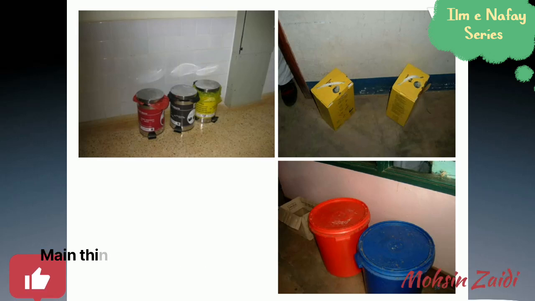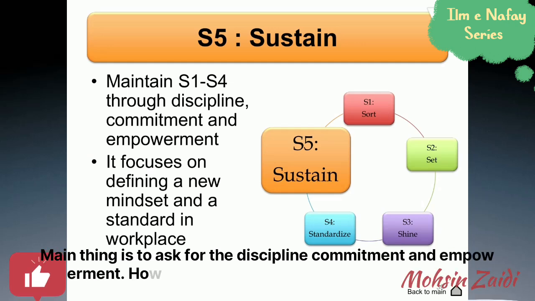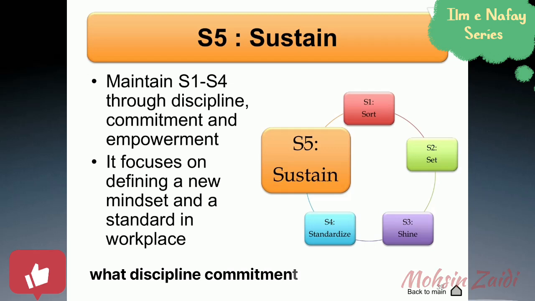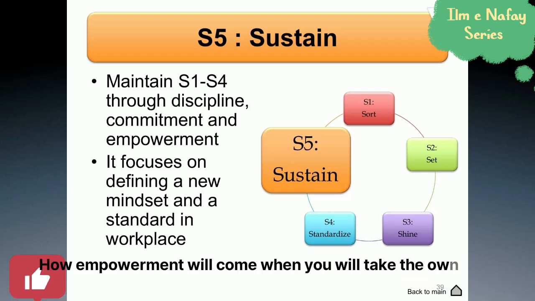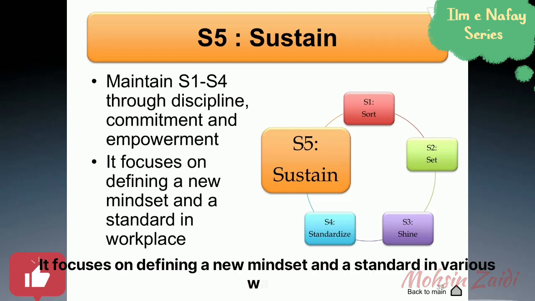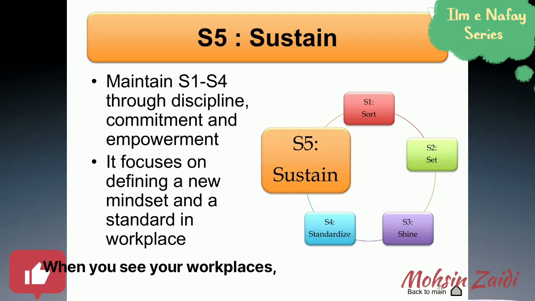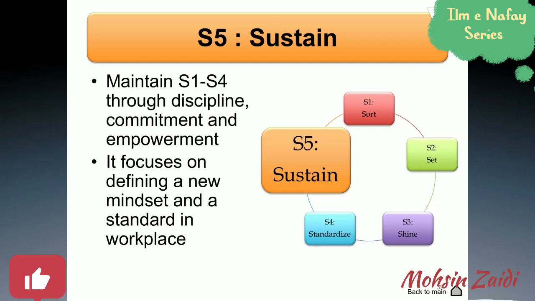The last one is sustain. Maintain S1 to S4 through discipline, commitment, and empowerment. How will this happen? Definitely, there are three words: discipline, commitment, and empowerment. How will empowerment come? When you take ownership. It focuses on defining a new mindset and standard in the workplace. When you see your workplace is clean, shining, looking great, you will feel good and have the urge to work properly in those areas, right?